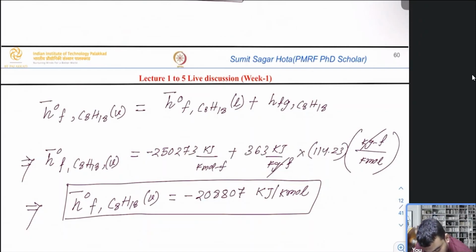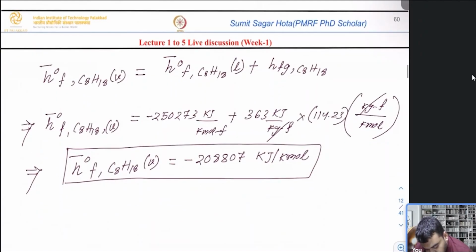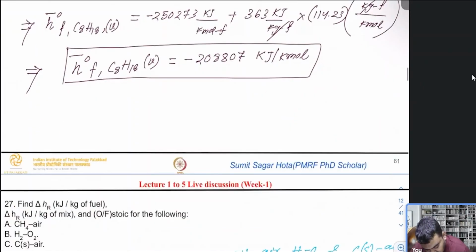Okay, so what we will do, in the liquid state we just add the HFC to get the vapor state enthalpy. The same thing is done here for the C8H18. Just substitute the values and get the value of H0F of C8H18 vapor as minus 208807 kilojoule per kilomole.